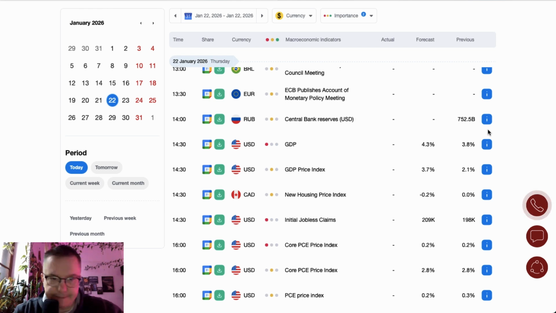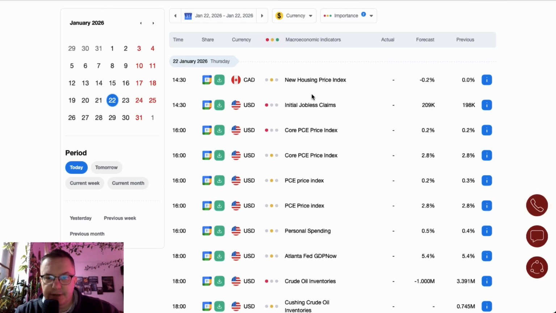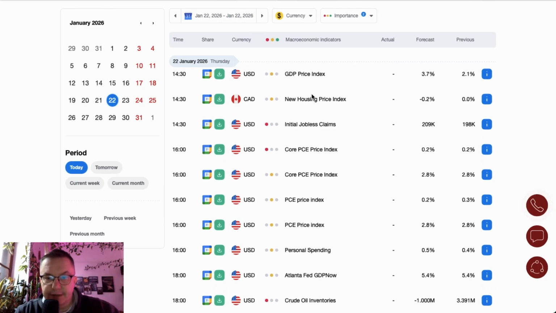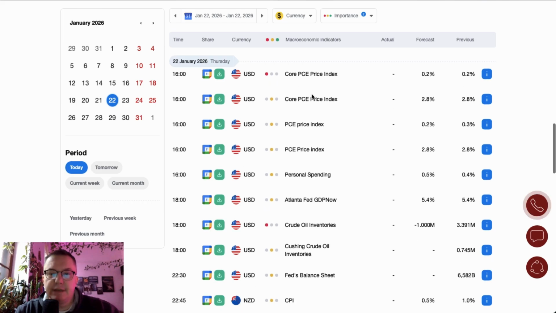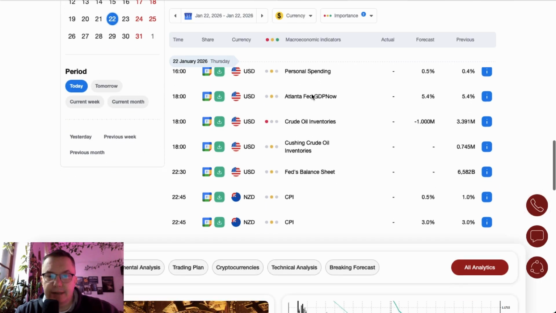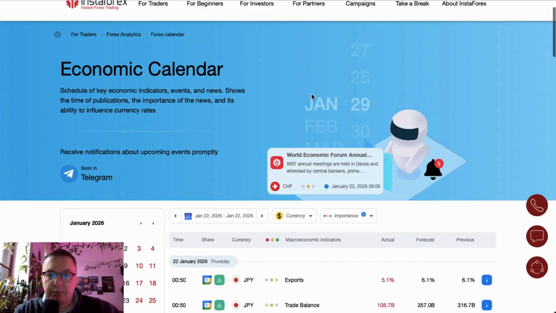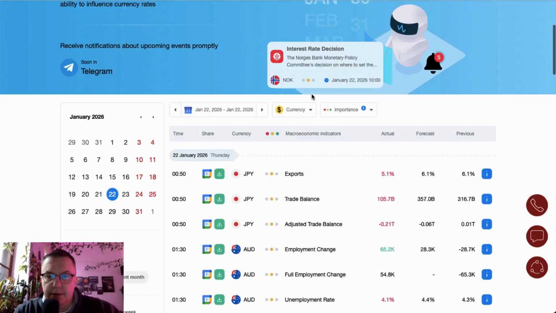from the ECB. During the US session, we get GDP data scheduled for release at 2:30 together with the initial jobless claims. New housing price index from Canada is scheduled for release at the same time as well. Then at 4 o'clock we get core PCE price index and PCE price index together with the personal spending. At 6 o'clock we get Atlanta Fed GDP Now and crude oil inventories together with the Cushing crude oil inventories. At 7:30 we get the Fed's balance sheet, and 15 minutes later we get the CPI data from New Zealand. So the US session seems to be much more interesting than the London session.